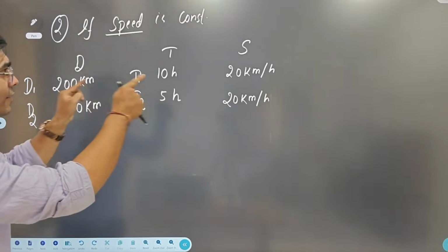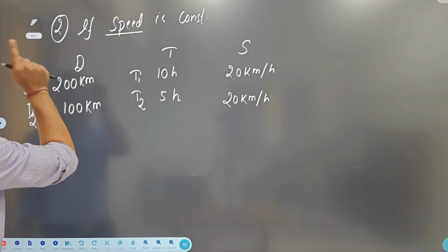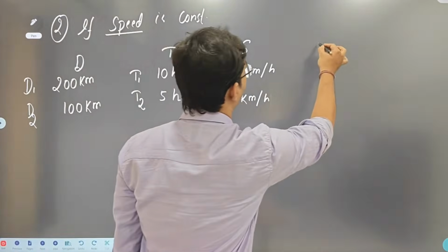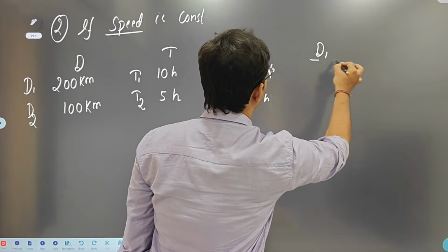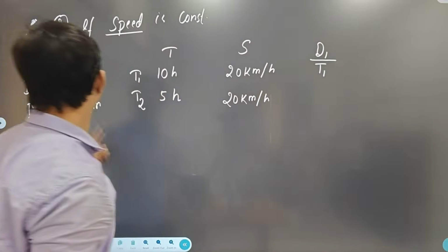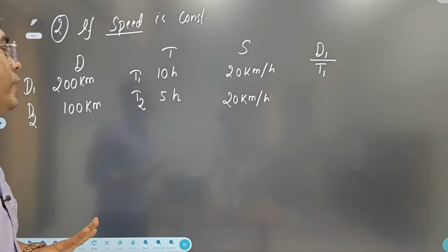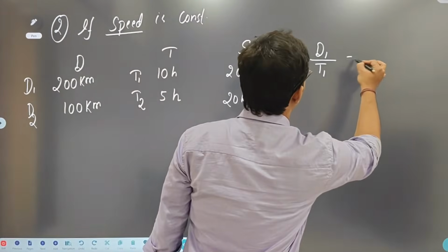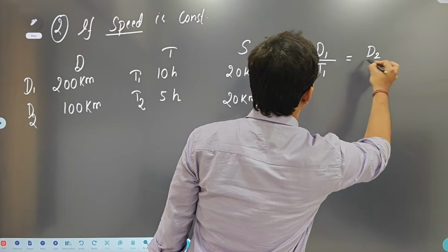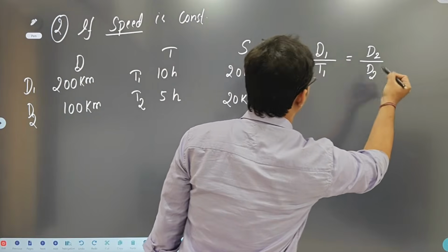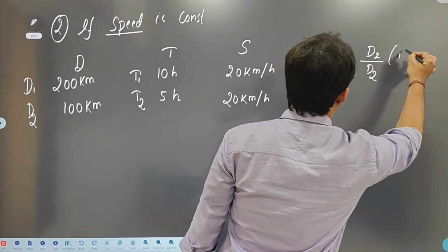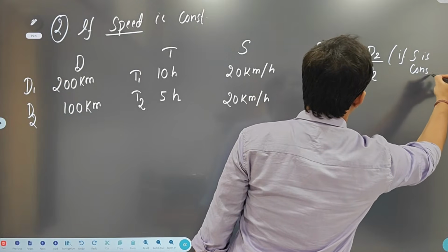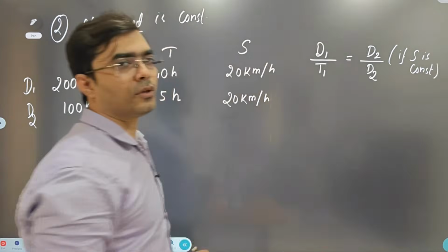Now what is happening in direct proportion? If you find the ratio of D1 by T1, what is it? We can see the ratio is 200 by 10, which is 20. In the second case, the ratio also becomes 20. So the value of D1 by T1 must be equal to D2 by T2 if S is constant. If speed is constant. Clear?